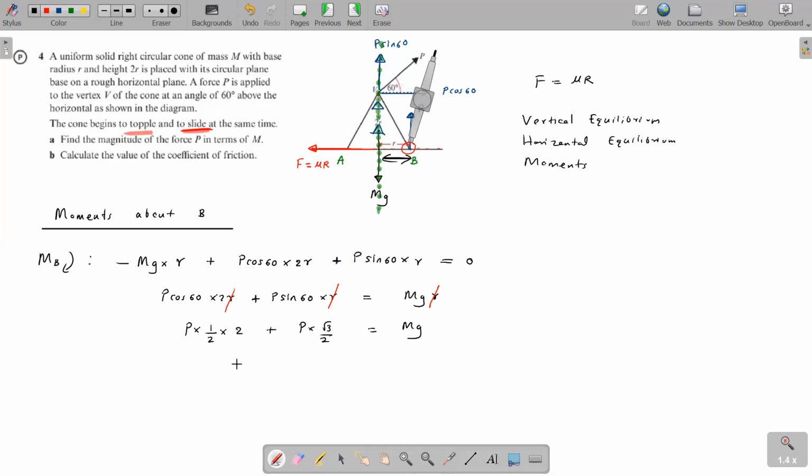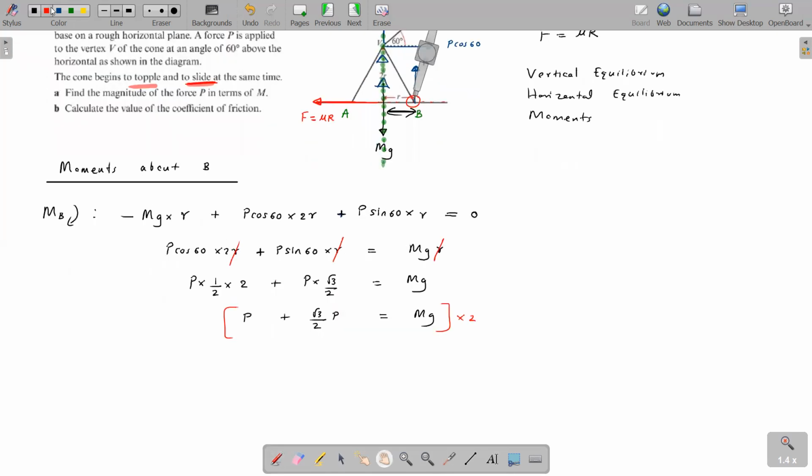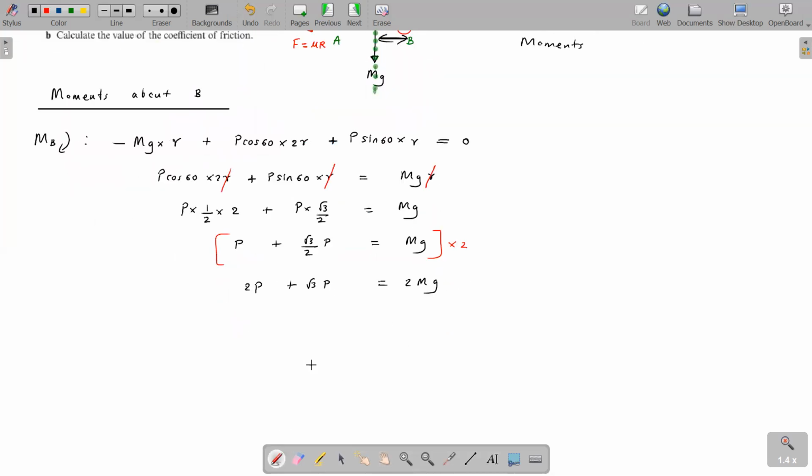So we can write P plus root 3 over 2 P equals mg. So you multiply the whole equation by 2. 2P plus root 3 P equals 2mg. Right, guys? Taking P out, 2 plus root 3. And then making P the subject, so you have P equals 2mg over 2 plus root 3. So this is the force P in terms of m and g.